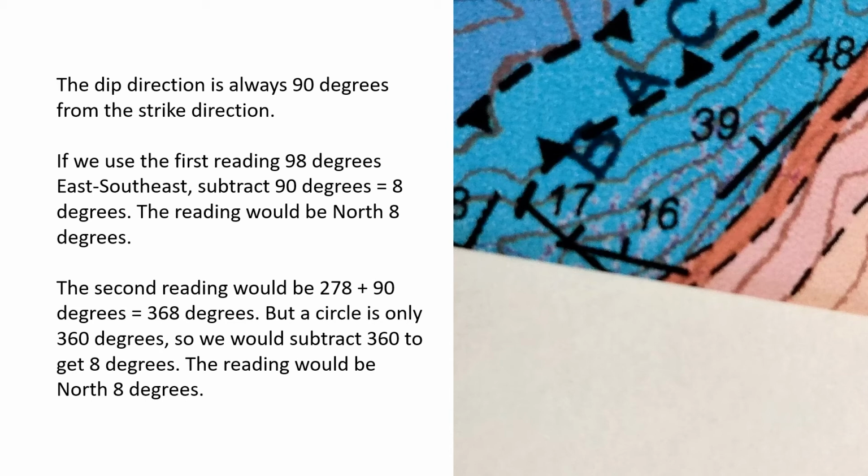If the second reading is being used, 278 degrees west-northwest, we would add 90 degrees to 278. This would give us 368 degrees. But wait, we know a full circle is only 360 degrees. So to get the correct answer, we subtract 360 from 368 to get 8 degrees. The dip direction is north 8 degrees.